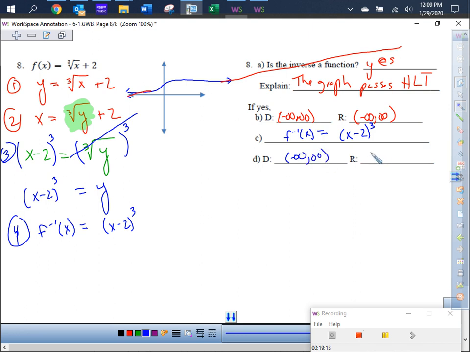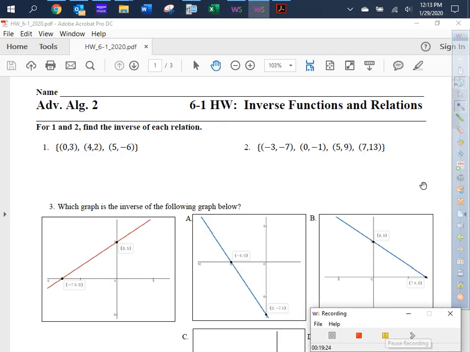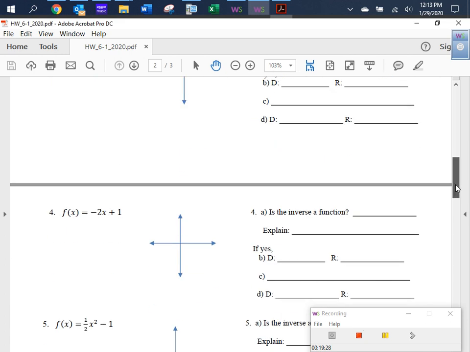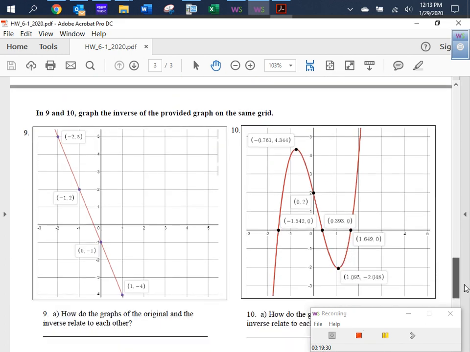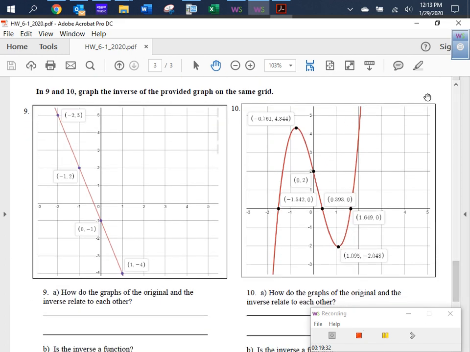So easy stuff. I do want to show you something on your homework though. There's a problem that we didn't quite actually end up doing. So if you grab the homework sheet that your teacher gave you, let's check that out here real quick. Alright, so this is the homework. If we scroll on over to the 3rd page, number 9 and 10, I just want to kind of help you out with that.